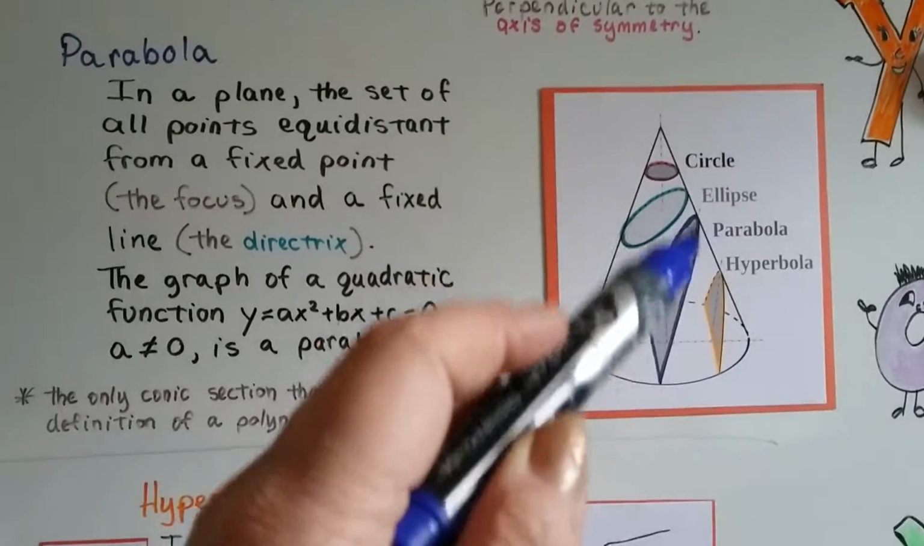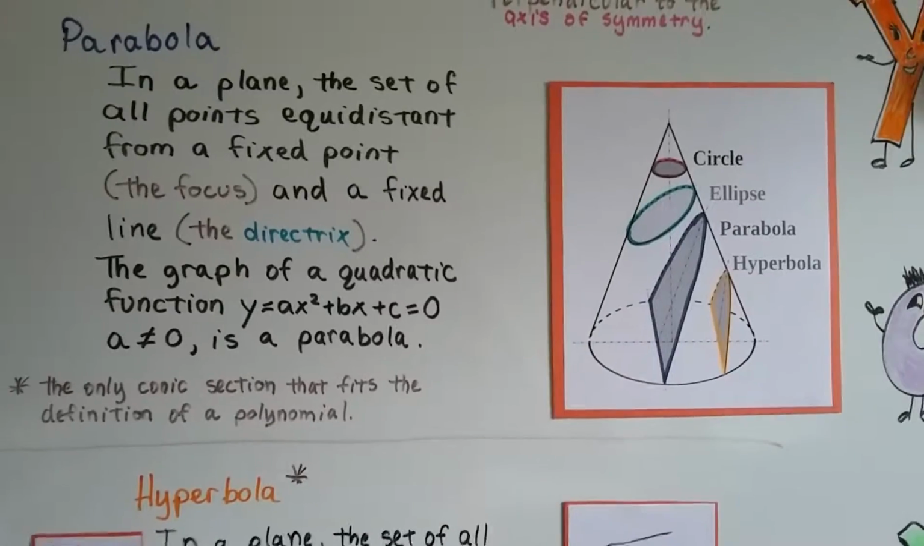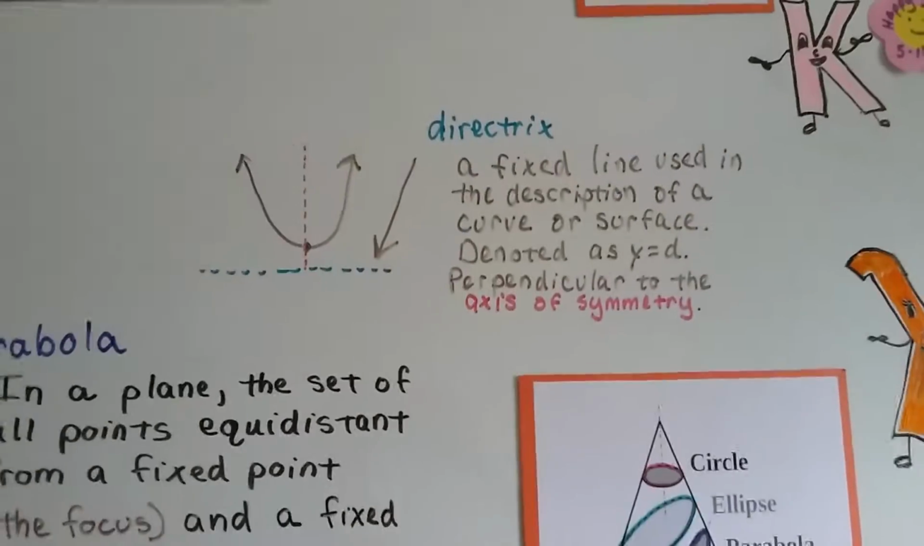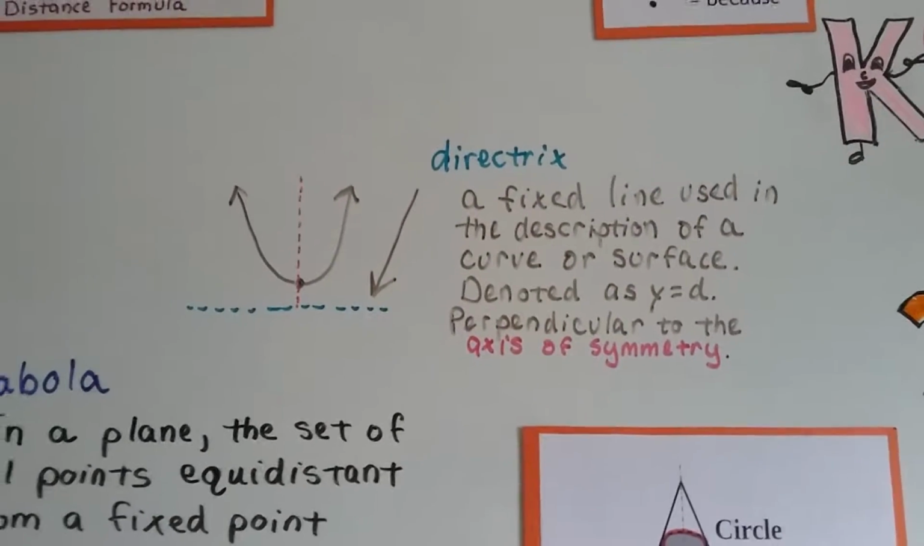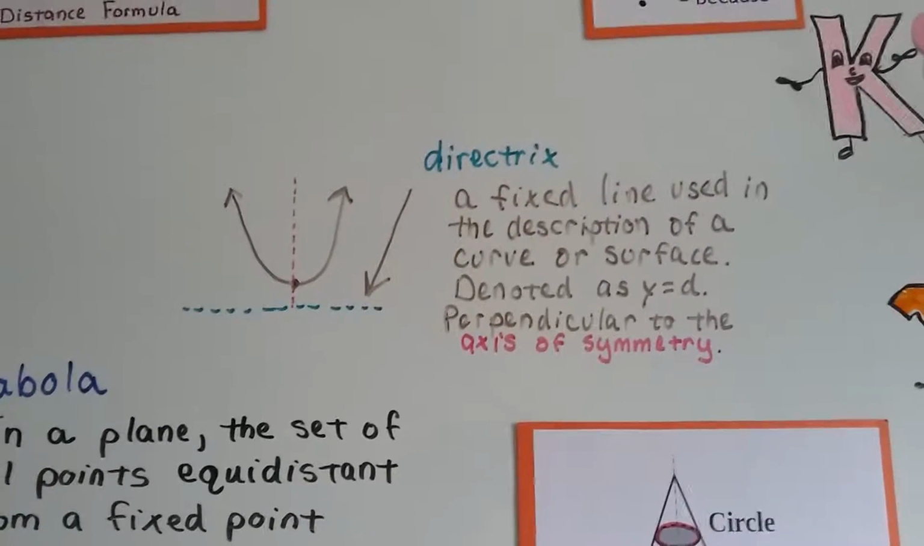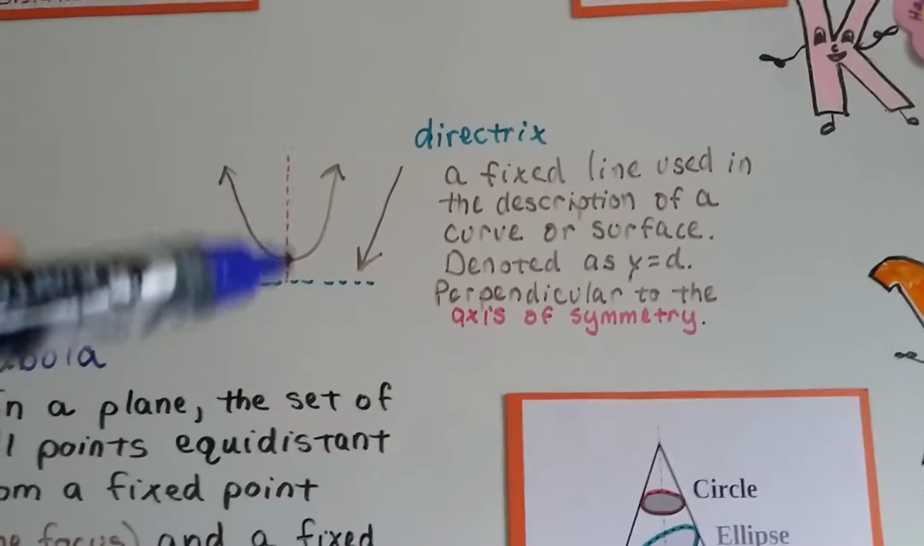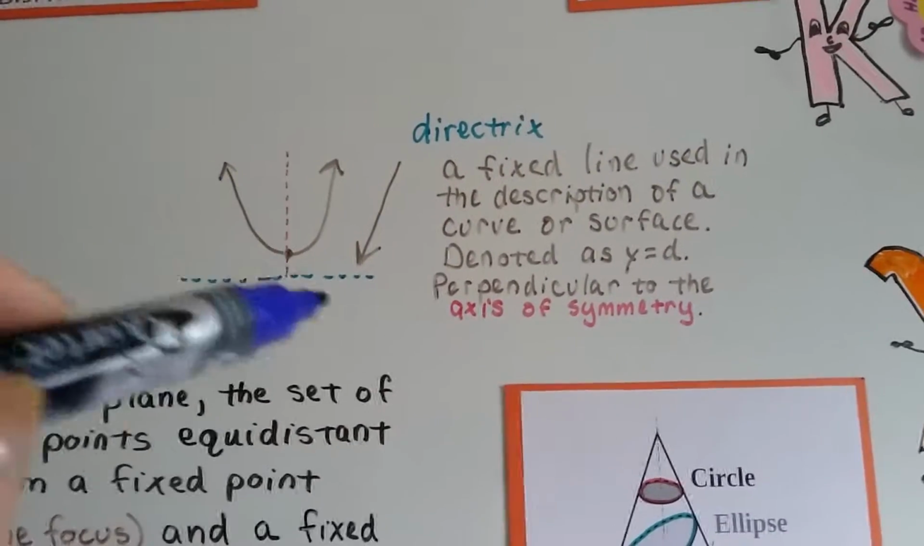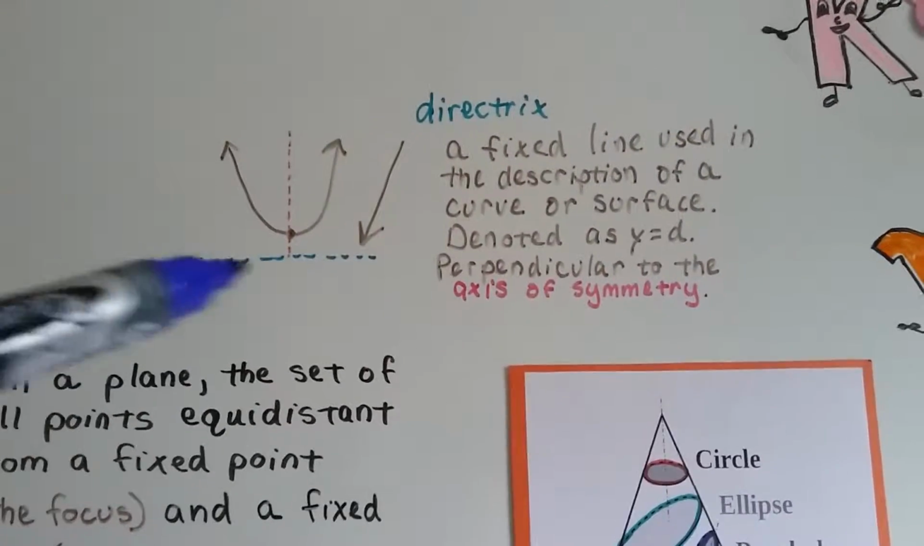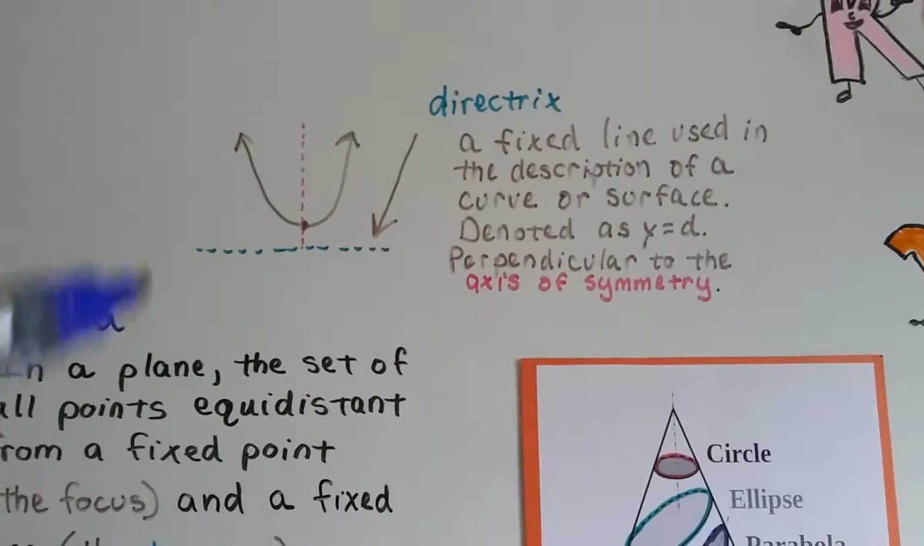So here's our parabola, okay? And a directrix, well, it's a fixed line used in a description of a curve or a surface. So here's our parabola. It's opening upward. Here's our axis of symmetry. The directrix is perpendicular to it. It's a fixed line. See? That's a directrix.